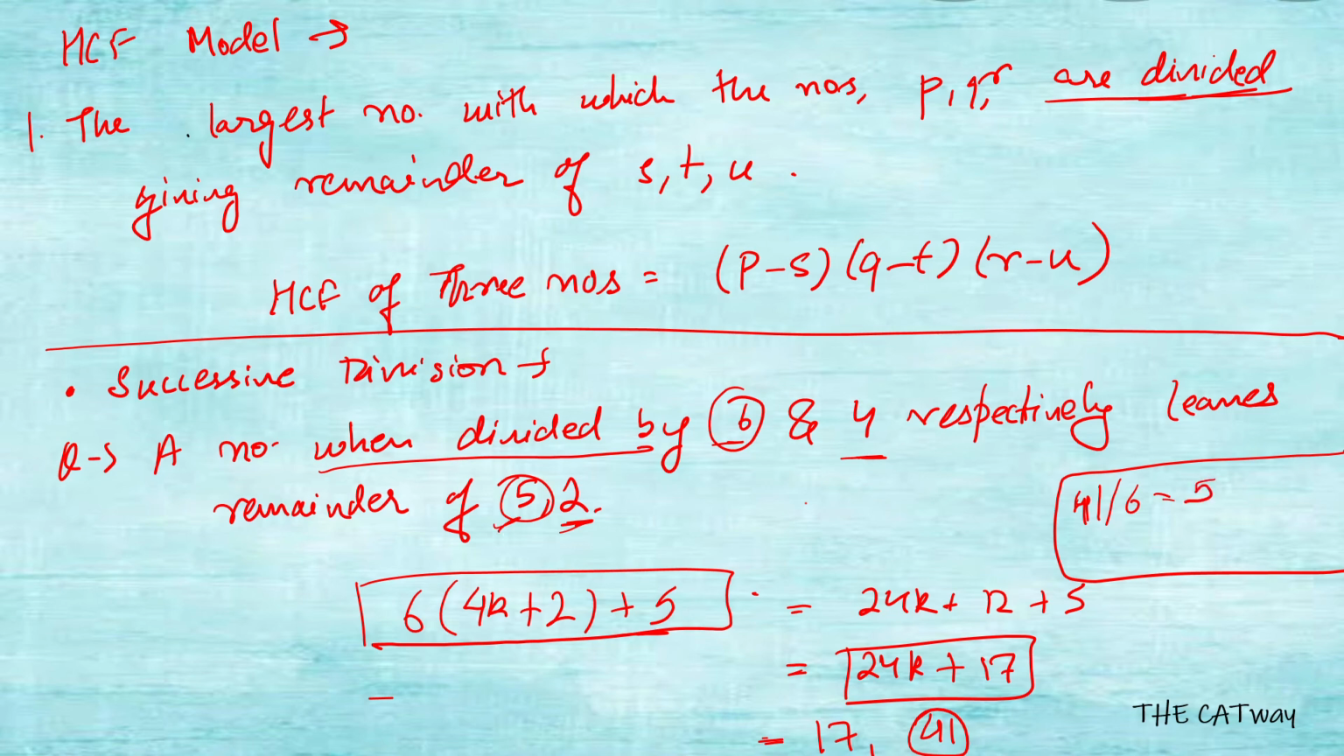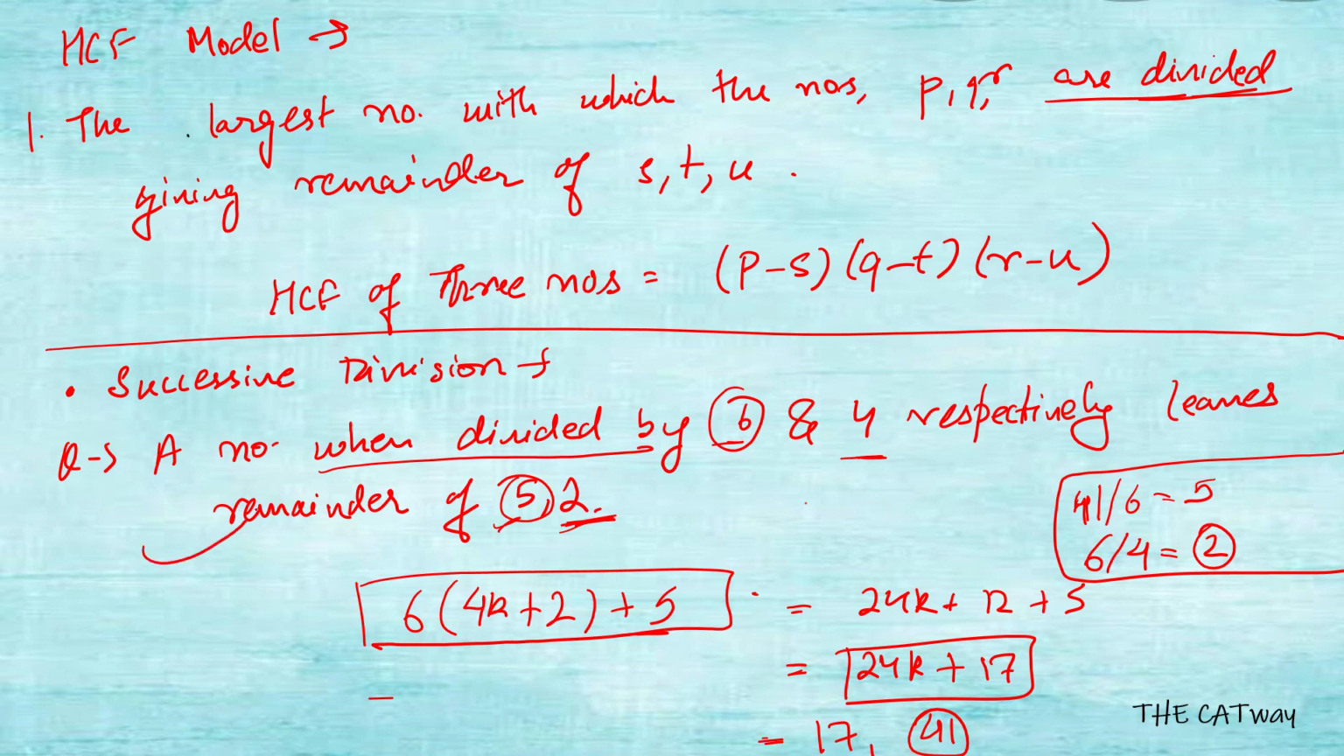Now you do not have to divide the remainder, what you have to divide is the quotient. So what is the quotient here? 41 divided by 6 would give me 6. Okay, 6 is the quotient. Now 6 you have to divide by 4 and you will get the remainder of 2, which was asked in the question. So this is the mechanism of successive division.